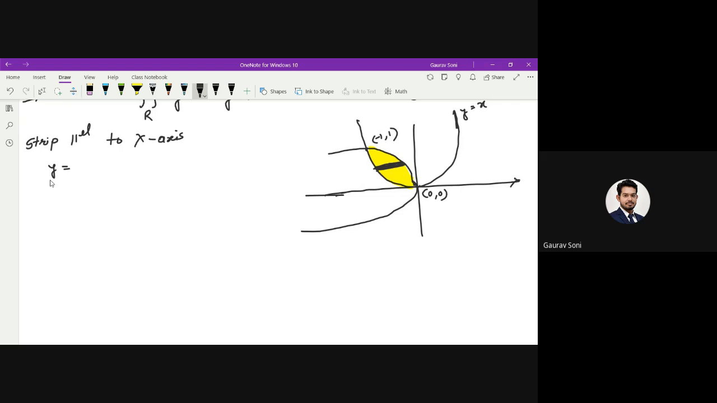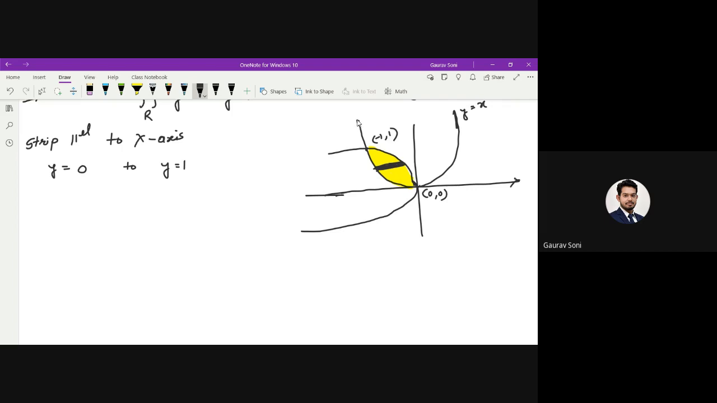The idea is when you have a horizontal strip, you are going to move that strip from down to up, or that is how you are going to cover the region. What is the lower end to which you are going to move that strip? 0. And what is the upper end? 1. And then you look at the lower left hand side end of the strip.